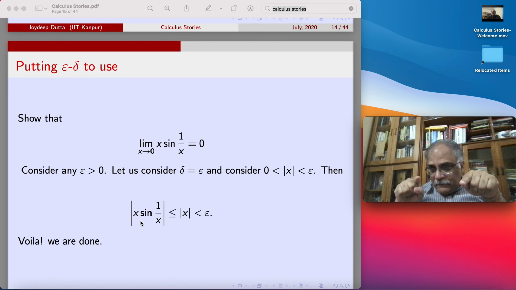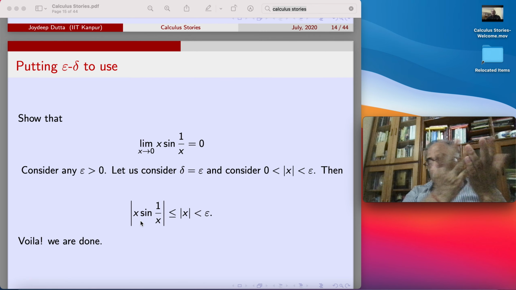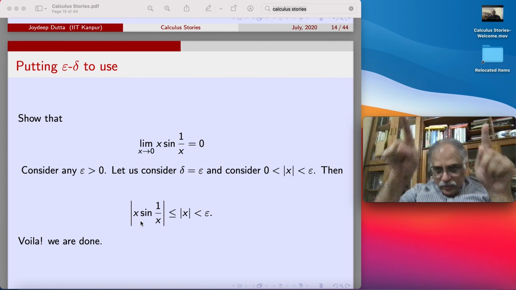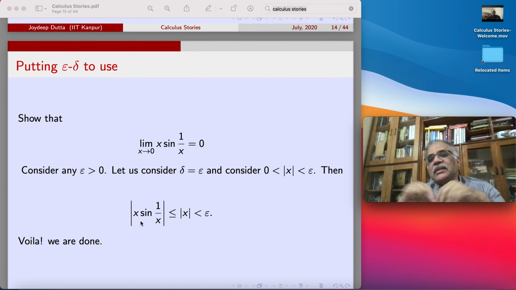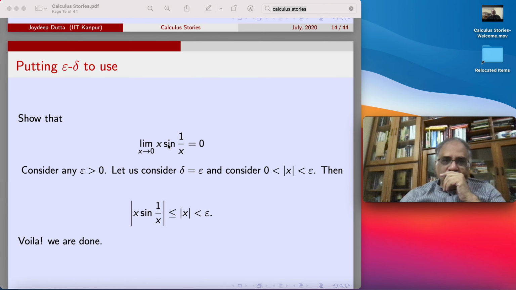And hence, mod of x is strictly less than epsilon. So mod of x sin(1/x) is less than mod of x, and mod of x you have chosen to be less than epsilon, delta equal to epsilon. So x sin(1/x) is strictly less than epsilon. So whenever mod of x is less than epsilon equal to delta, and x is not equal to 0, x sin(1/x) minus 0, that is modulus of x sin(1/x), is also strictly less than epsilon. Hence, this is going to 0. So that language can be easily put to use.